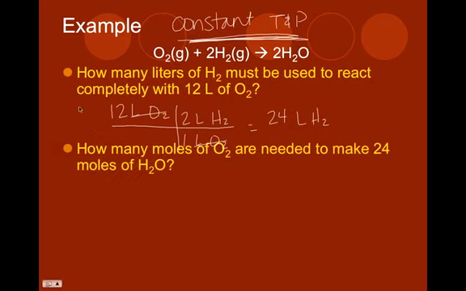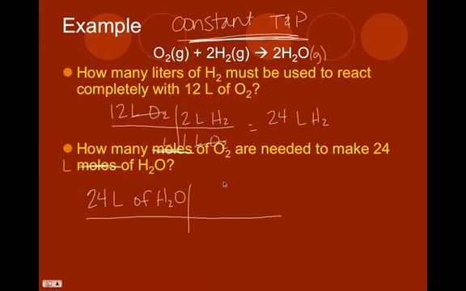So just another example here, how many liters of O2 are needed to make 24 liters of water? So again, we start with what we were given. I didn't mean to put moles here. I meant to put liters, so let's just go ahead and change that. Doesn't matter though, it's all the same math. So 24 liters of water vapor. Keep in mind this is water vapor, not liquid water. So put a little gas here if you want.